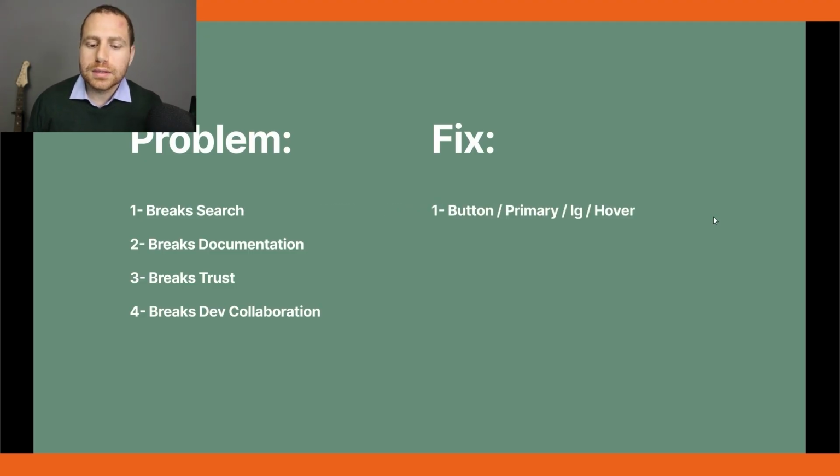How to fix this? Use this type of naming convention. What am I doing? The component. What is the color? Is it primary, neutral, or whatever? How big is it? Is it large, medium, and so on? Is it hover or whatever? Wherever you add a property to it, add it sequentially like this. It could be as long as you want.